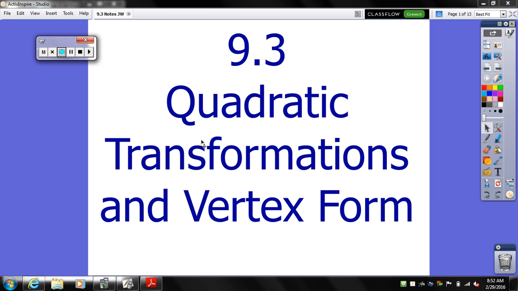Today we're going to be doing quadratic transformations and vertex form of a quadratic. You will need a calculator if you do not already have one. You may want to grab one.